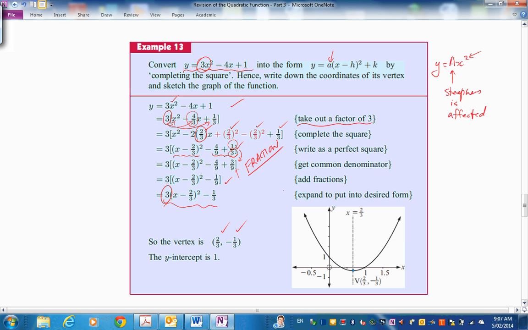So this one doesn't actually look much steeper than x squared, so they play around with the scale here, but this should be steeper because of the 3 out the front, and the vertex is 2/3 and -1/3. The y-intercept they put in, how do you get the y-intercept?